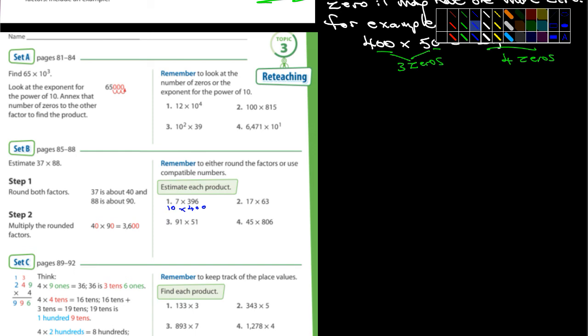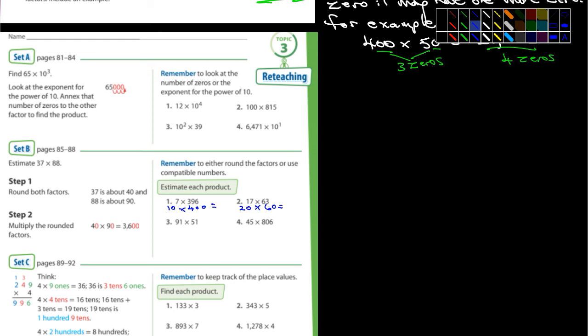Okay. How about number 2, Miss Ugisa? What do you think? Let's turn 17 to 20. Yeah, that's what I would do. And then 63 to 60. Yeah. Same thing. Put up 20 points.